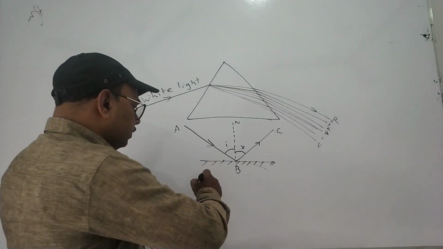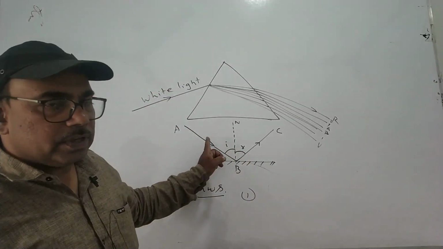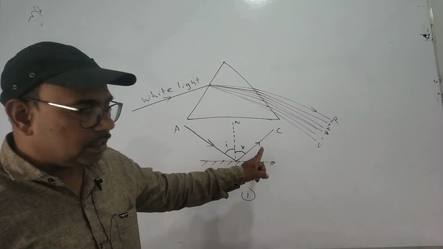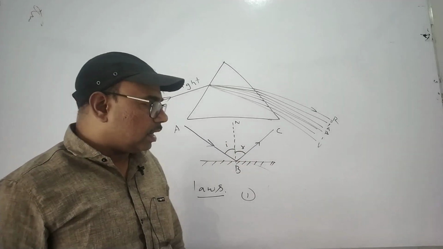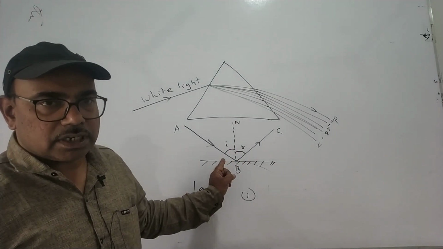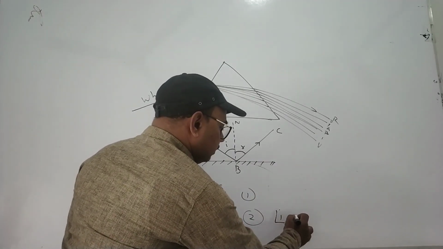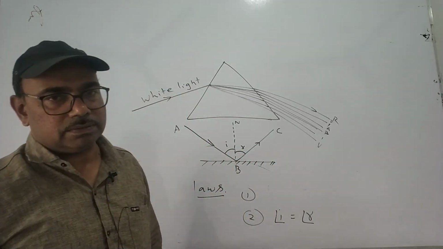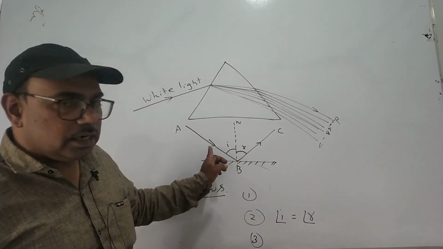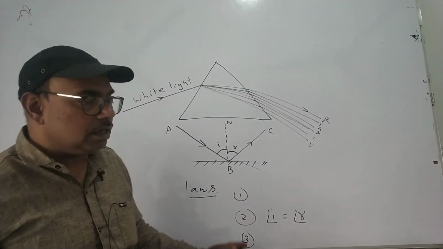According to the laws of reflection, there are important laws. The first one: the incident ray, reflected ray, and normal all three lie on the same plane. The second law: the angle of incidence I is equal to the angle of reflection R, that means angle I is equal to angle R. The third law: the incident ray and reflected ray should lie on either side of the normal.